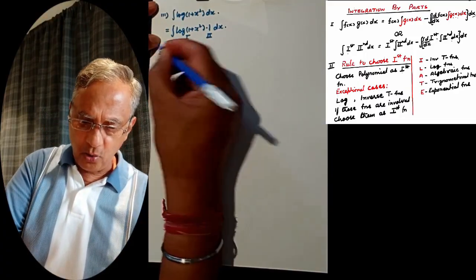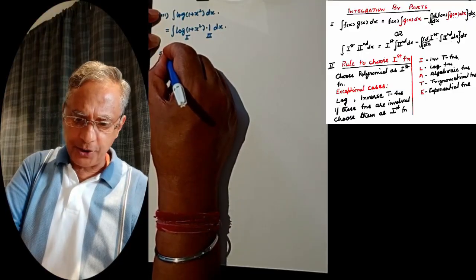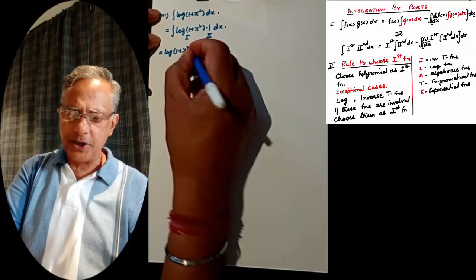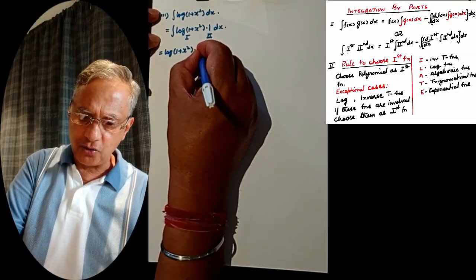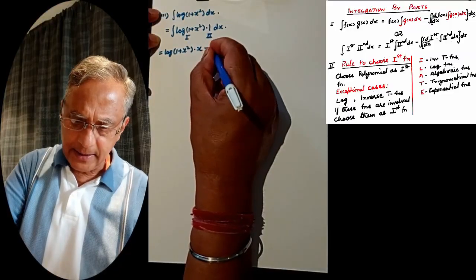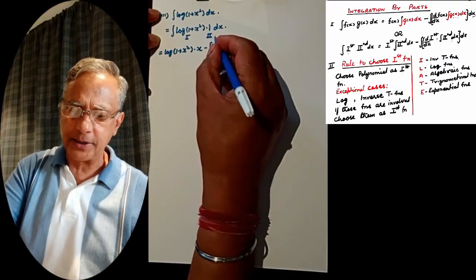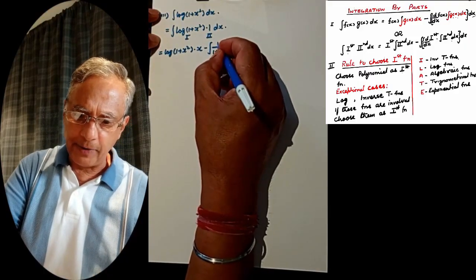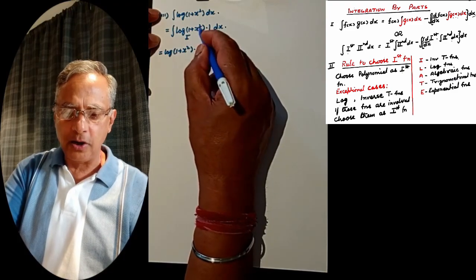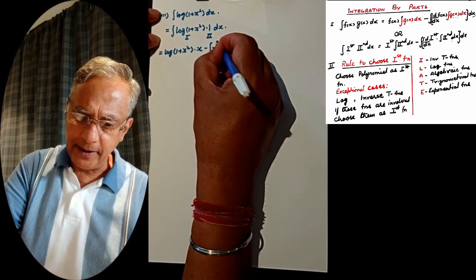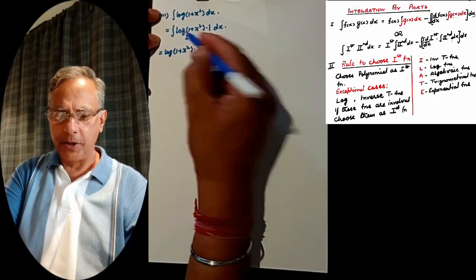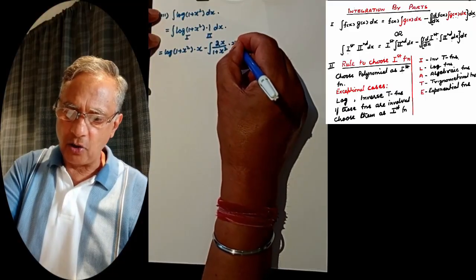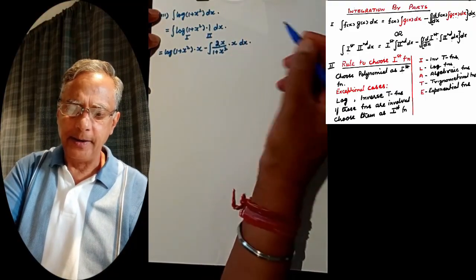So this is equal to first function, that is log of 1 plus x square, first function into integration of second. Integration of second is x minus integral of differentiation of this. Differentiation of this is 1 over 1 plus x square into differentiation of inner function. Differentiation of inner function is 2x. So we will write 2x. Differentiation of this is this into integration of second. Integration of 1 is x dx.